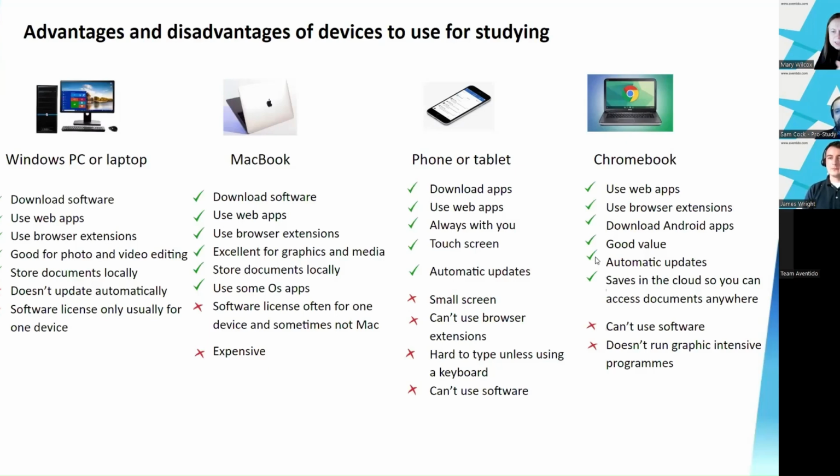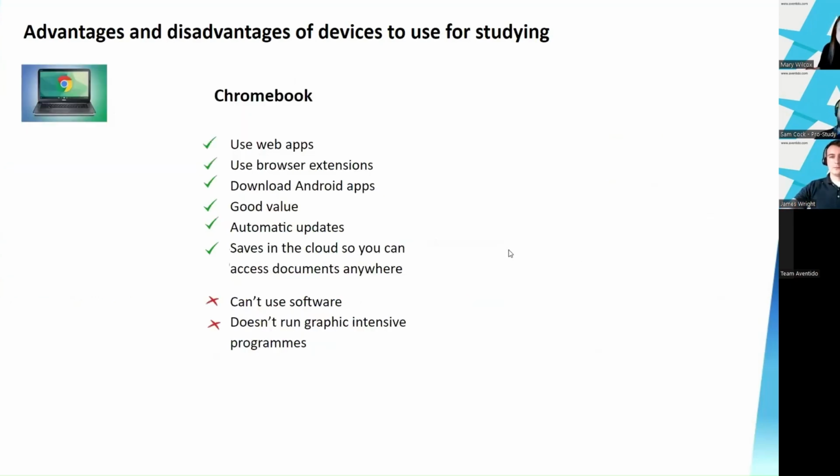Now I'm going to move on to the next slide because I've just made it a bit bigger because we're focusing on Chromebooks today. So a Chromebook looks like a laptop, and you can use web apps, and you can use browser extensions, and you can also, on the newer Chromebooks, download most Android apps. So you can download those apps that you might use on your phone onto your Chromebook. And they are better value.